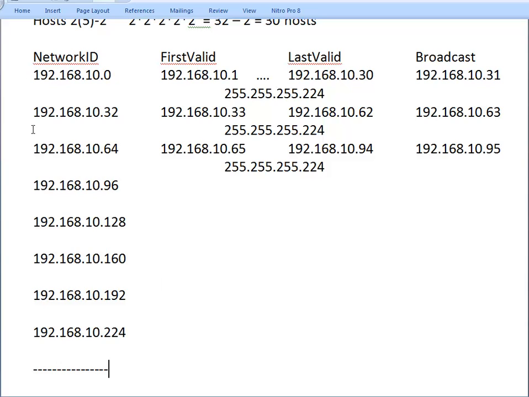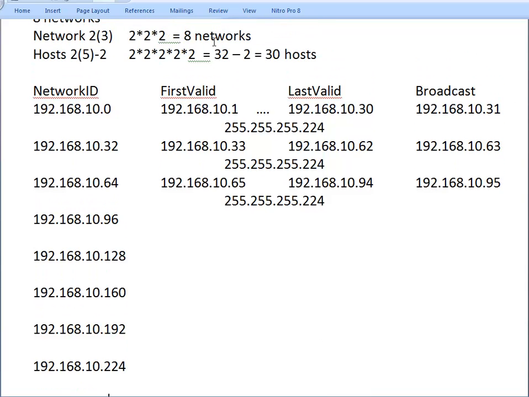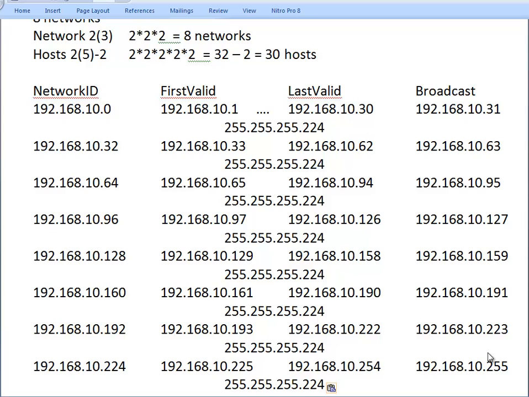You can see there's 1, 2, 3, 4, 5, 6, 7, 8 networks. And we saw early on, they said we will have 8 networks, and each network will have 30 hosts. Okay, this is a completed table for 8 networks that we did earlier. So what you would do is pause the video and just compare it to your notes. See, everything is exactly the same.